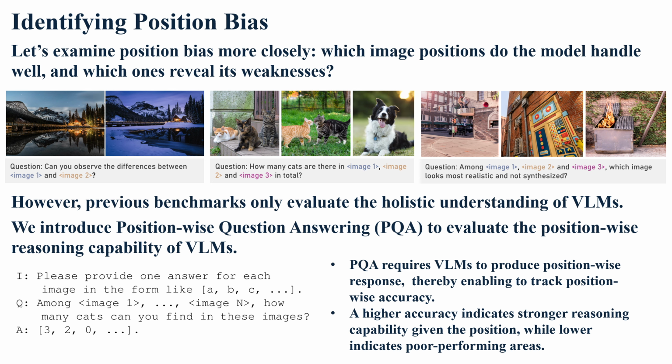You can see here a prompt template for the PQA example, and we ask the model to respond with a structured list, where each element in the list represents the answer for the corresponding image. Essentially, PQA requires a model to produce position-wise responses, which enables us to track position-wise accuracy. A higher accuracy at a position indicates the model has a stronger reasoning capability at this position. However, if the accuracy is lower, it may indicate that this position is the model's weakness.